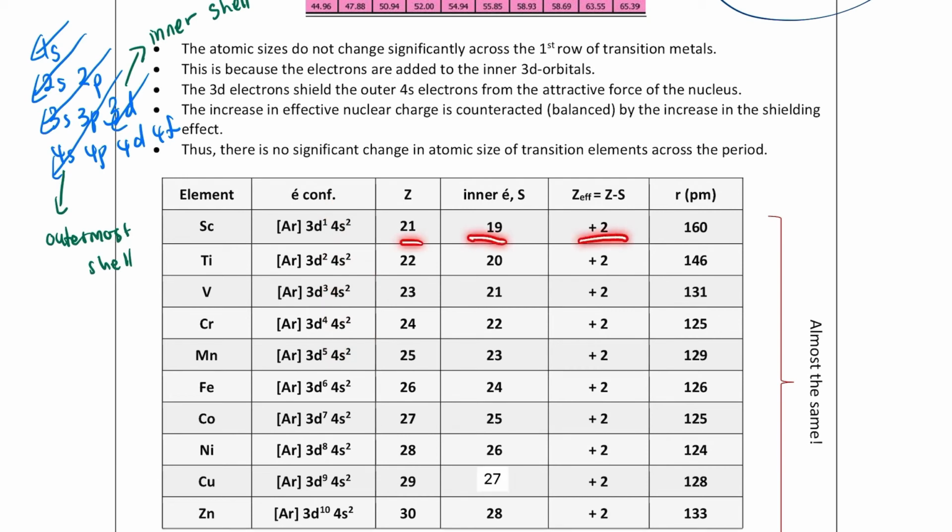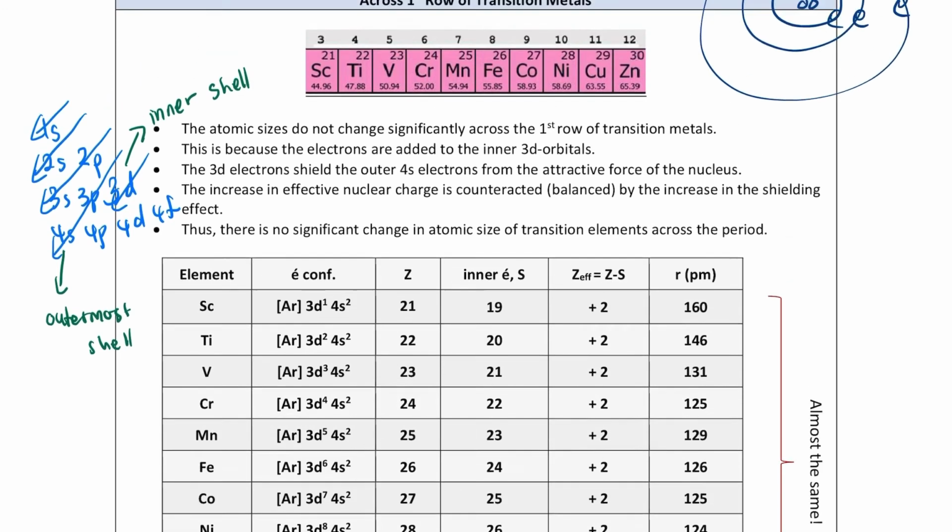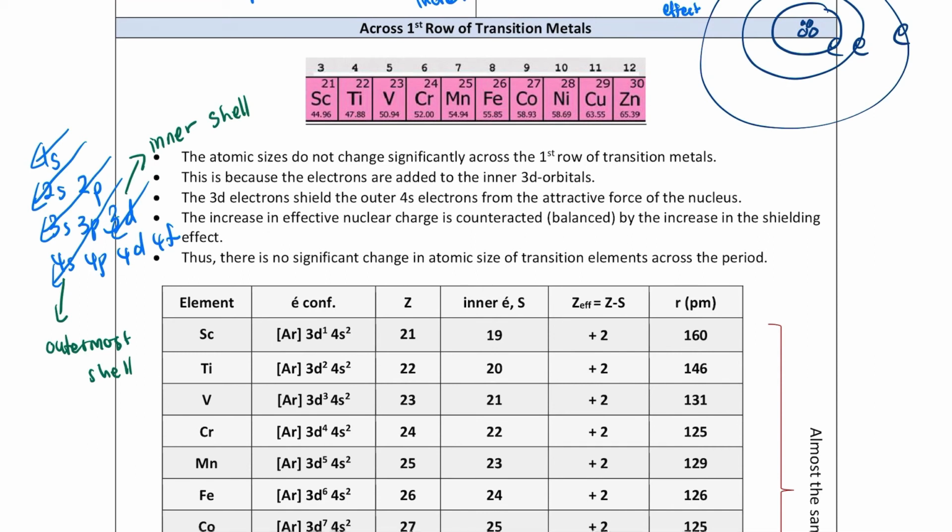Okay, so bila kita tolak 21 tolak 19, 2. 22 tolak 20, 2. 23 tolak 21, 2. So at the end, dia punya effective nuclear charge sama sahaja. Sebab proton number meningkat tapi elektron yang bertambah tu bertambah dekat dalam. So dia macam cancel out each other. So it turns out dia punya size tidak berubah dengan drastik lah. Okay, so kalau soalan minta explain for across first row of transition metal, you have to mention lah point yang dia tak berubah sangat sebab elektron added to inner 3D, dia punya effective nuclear charge cancel out by the shielding effect.